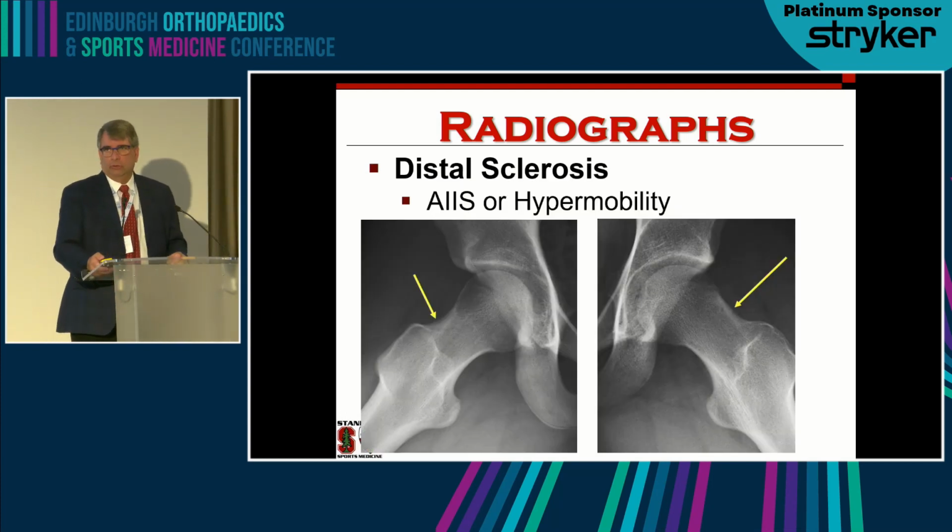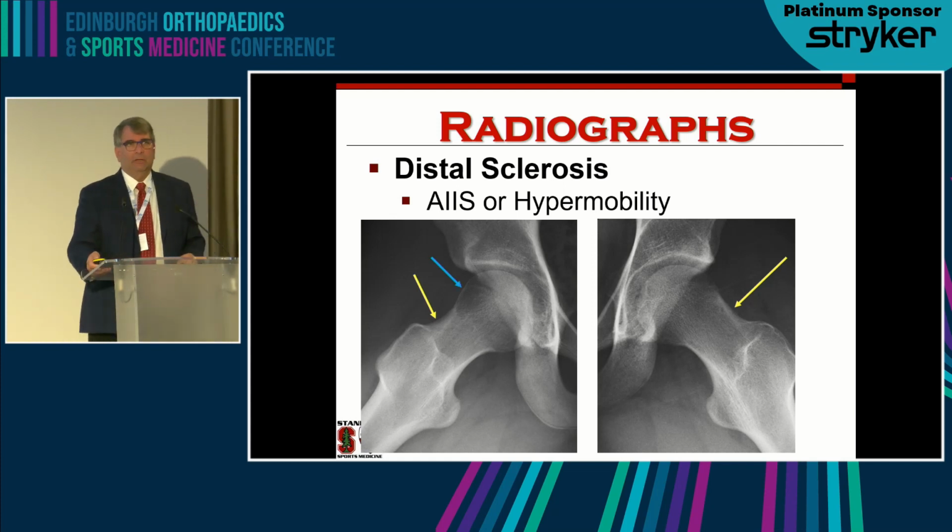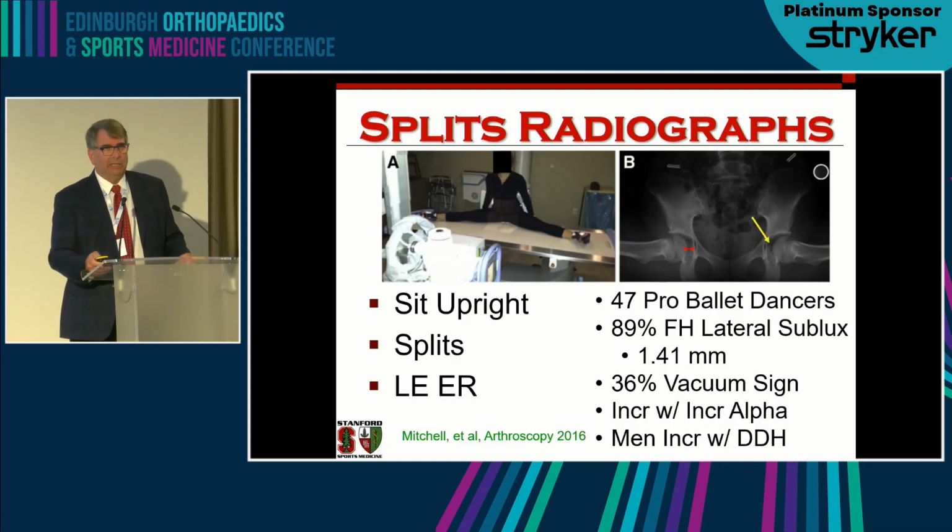Looking for more distal sclerosis, what you expect with impingement, as Paul talked about earlier. Ganz talked about overcoverage causing it, but also you can have symptomatic impingement, if you will, from supraphysiologic range of motion. So your lax patients are going to have supraphysiologic range of motion. They're going to impinge more distally. So when you see distal sclerosis like this, that would be another clue about hypermobility, if you will.